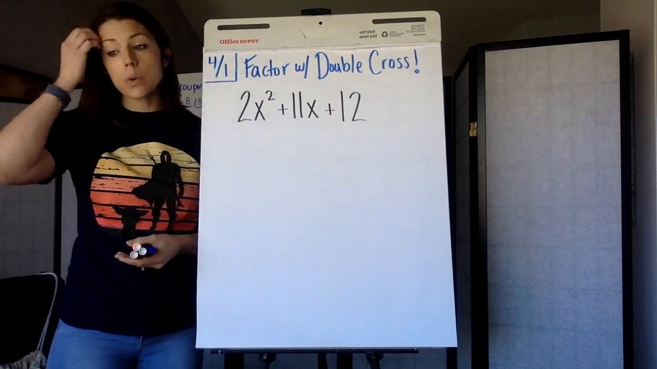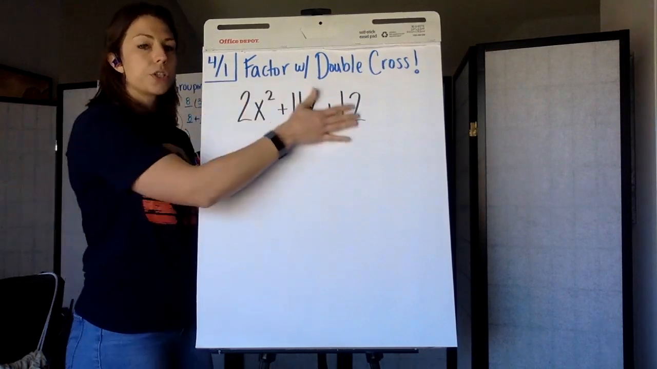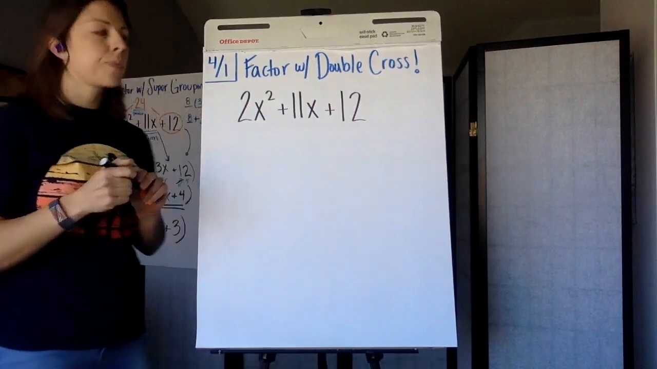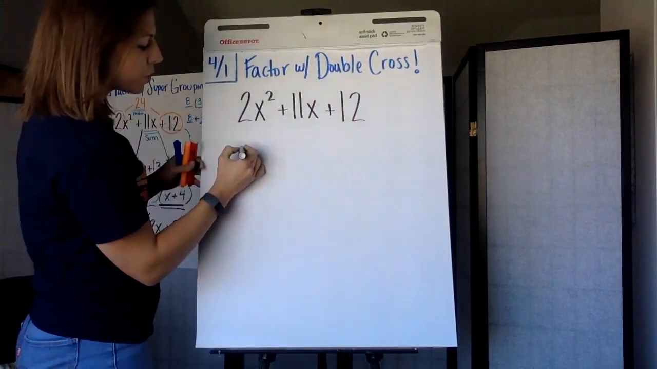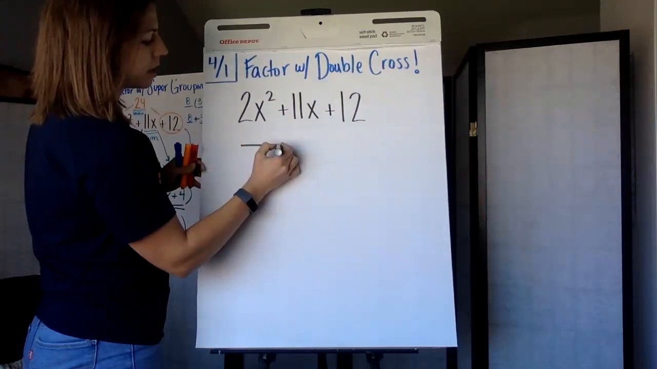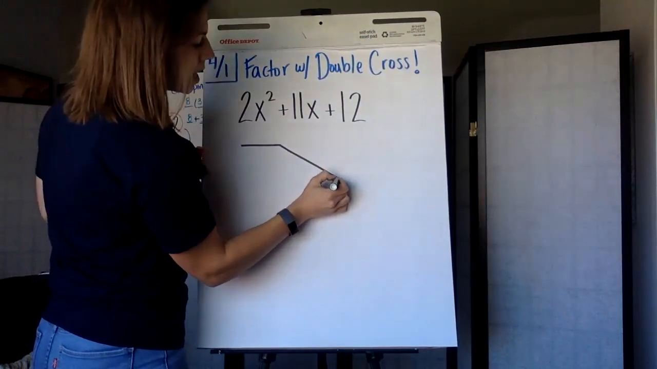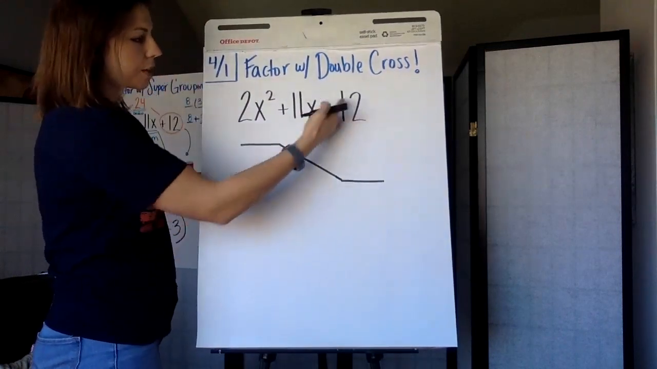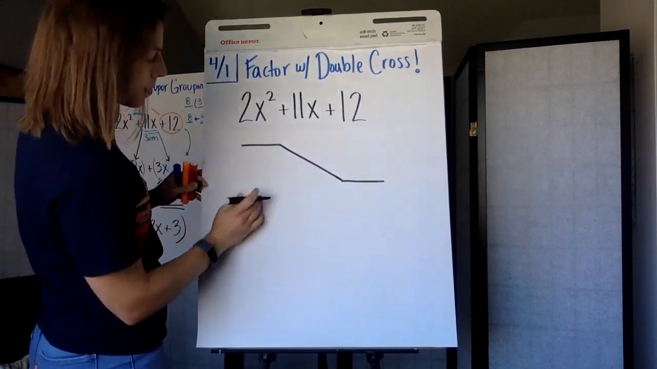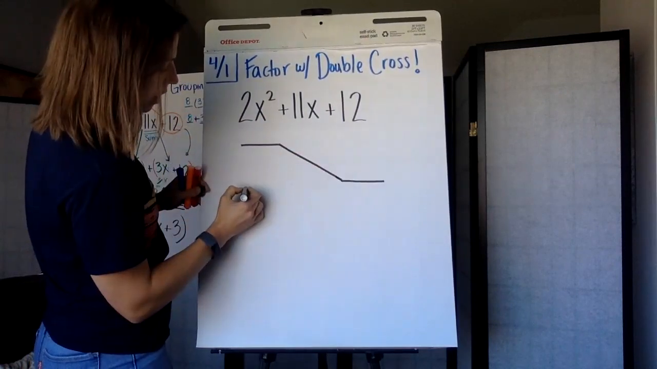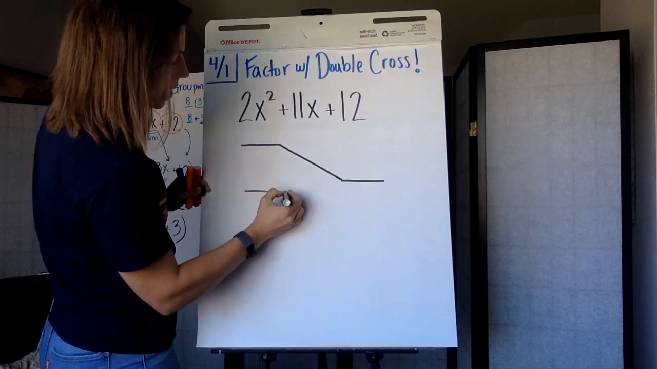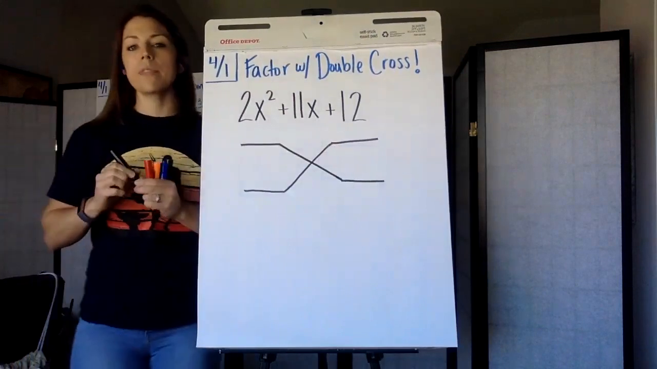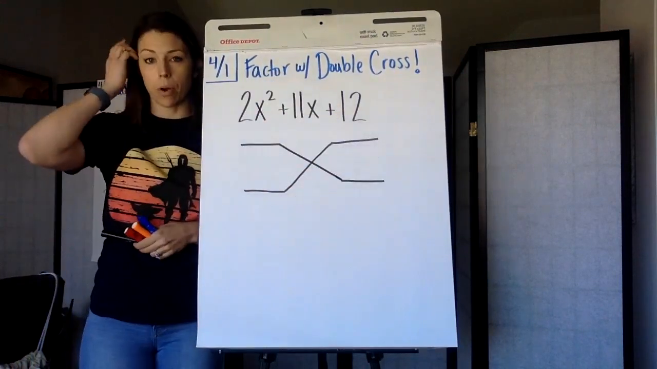To do this method, the reason why it's called double cross is that you're going to, underneath your trinomial, set up a kind of a weird looking x. Let me show you what I mean by that. You're going to draw a horizontal line, and then you're going to put the x and another horizontal line. Now the horizontal lines should be underneath the first and the last term. I'll show you in just a moment why. And then the other double cross part is horizontal line, continue your x, horizontal line. Okay, that's kind of the setup for double cross.